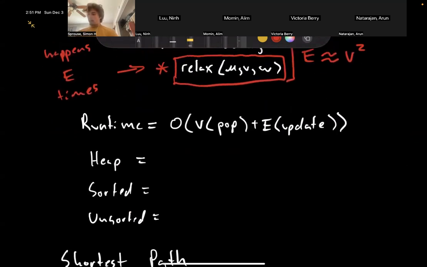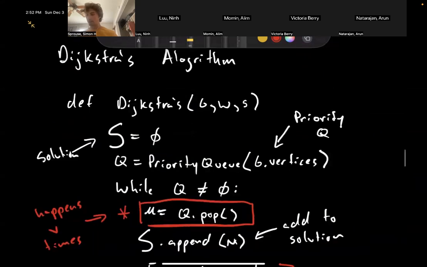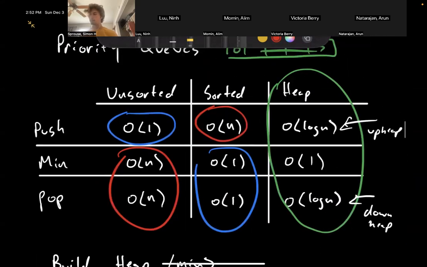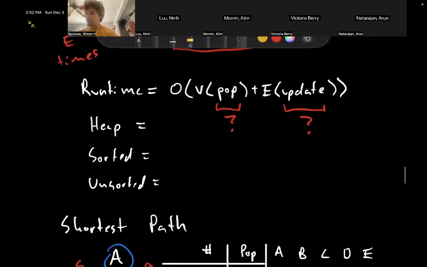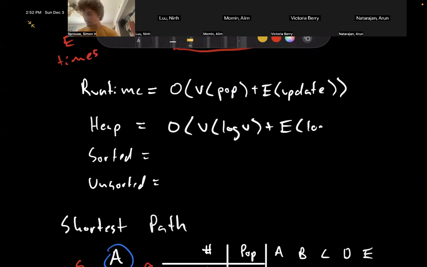So hopefully what is now clear is that the runtime for Dijkstra's algorithm is actually dependent upon the runtime for these functions, right? This is a composite function right here. What is pop? What is update? We don't know. And so we actually need to reference this table that we made earlier to fill in the different runtimes for the different priority queue implementations that you might see. So if we have a heap, then both the pop and the update are going to be done in log time. So the heap runtime for Dijkstra's is going to be O of V times log V plus E times log V.